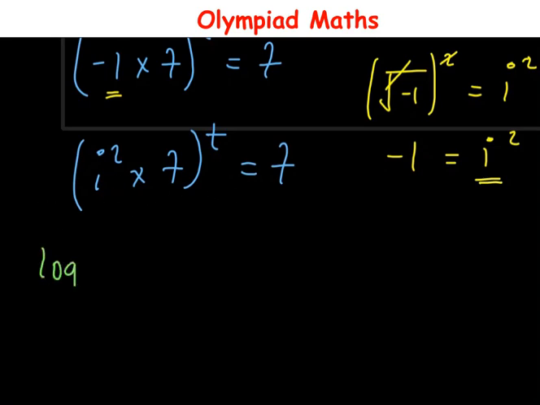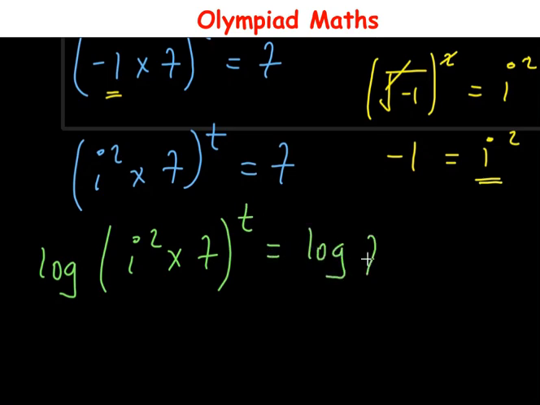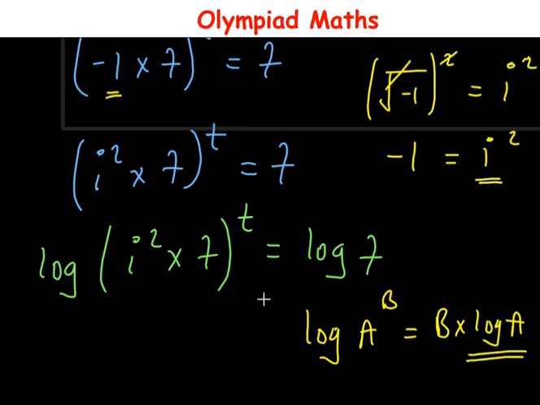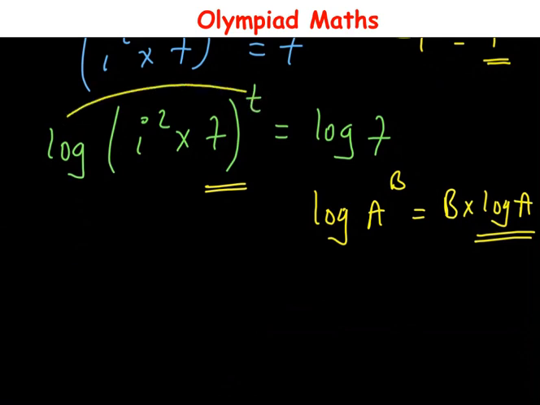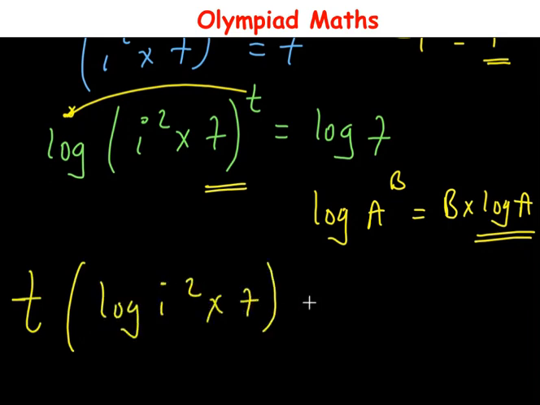So we have log of (i squared times 7) all raised to power t is equal to log 7. Applying this rule of logarithm, that if you have log of a raised to power b, this equals b times log of a, the power t comes to the other side, and this becomes t times log of (i squared times 7) is equal to log 7.